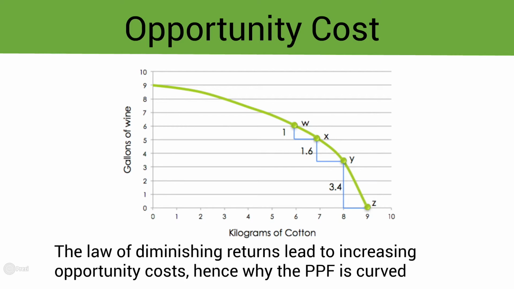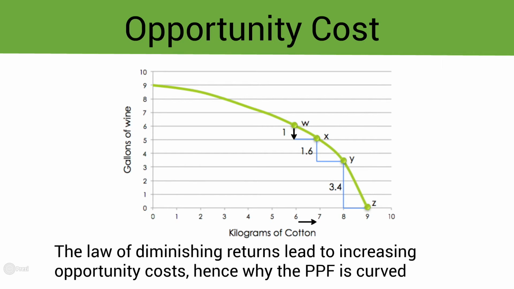By moving from point W to point X, we are increasing our cotton production by 1 kilogram. In order to do this, we have to decrease our wine production from 6 gallons of wine to 5 gallons of wine, which is a decrease in wine of 1 gallon. So moving from point W to point X, the opportunity cost of increasing our cotton production by 1 kilogram is 1 gallon of wine.